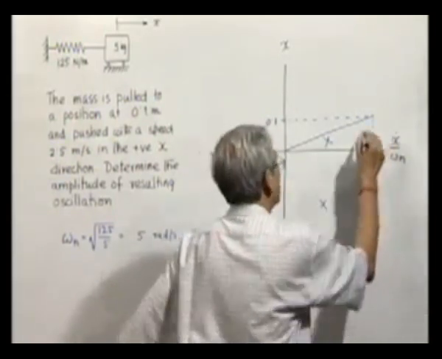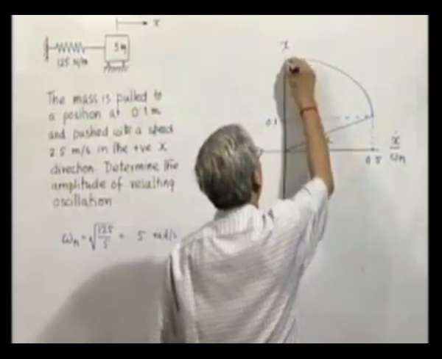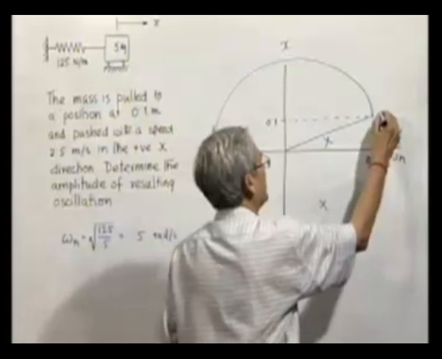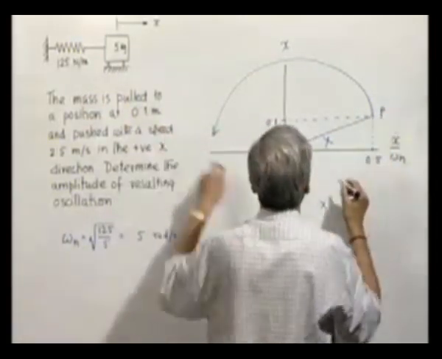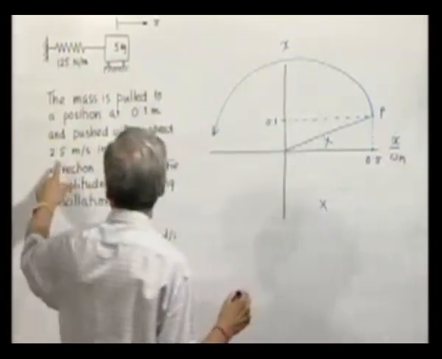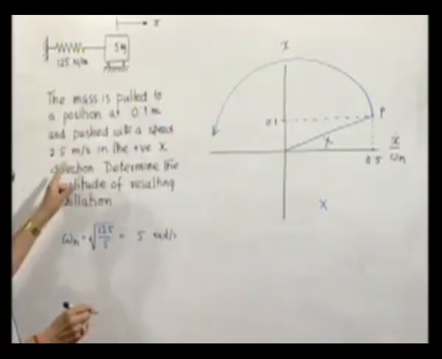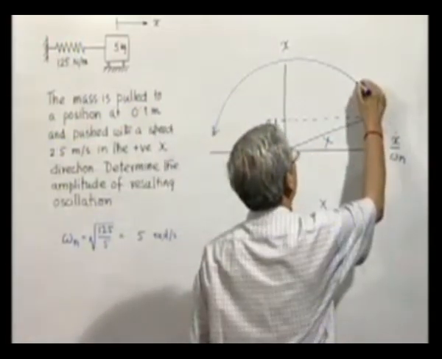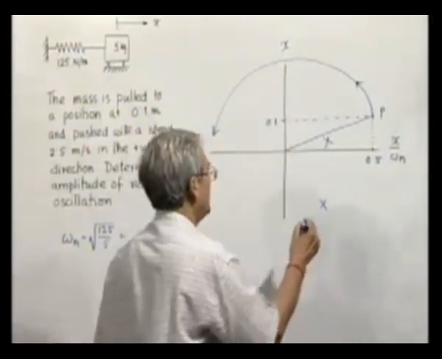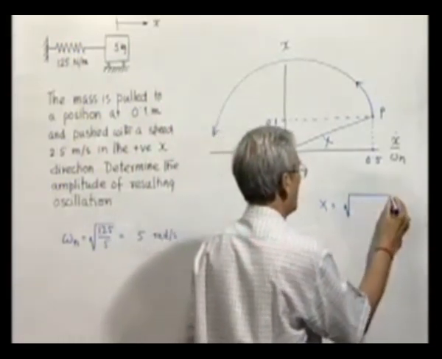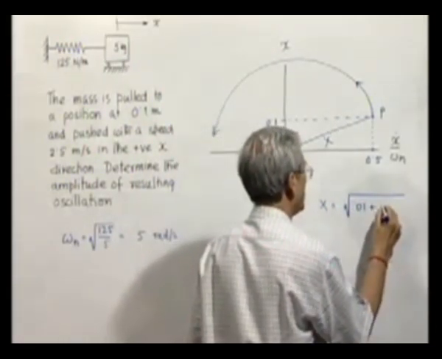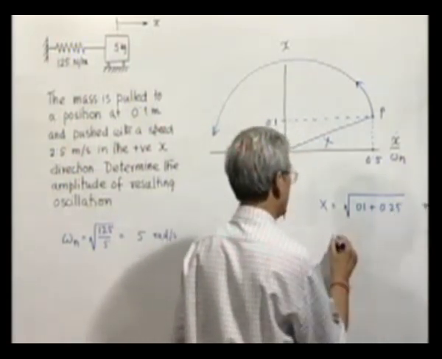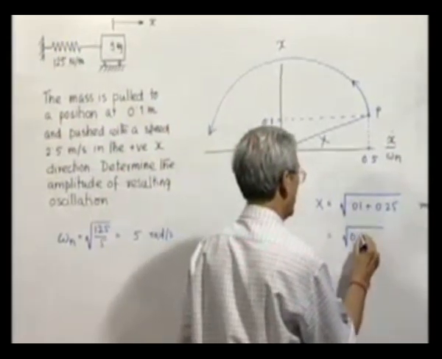So the ensuing motion is going to be a circle starting from this starting point where the displacement is 0.1 and x dot by omega n, x dot is 2.5 meter per second, omega n is 5, 2.5 by 5 which is 0.5. So therefore this is the starting point and it will describe a circle from there. So the amplitude x will be equal to square root of 0.01 plus 0.25, so many meters, 0.2.